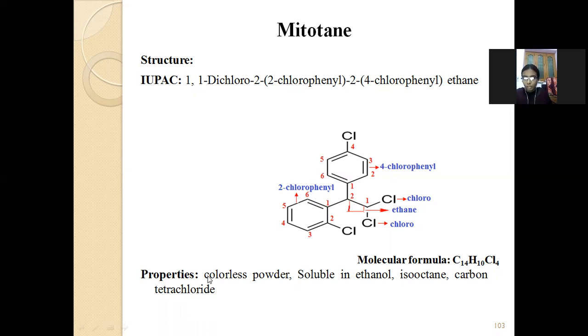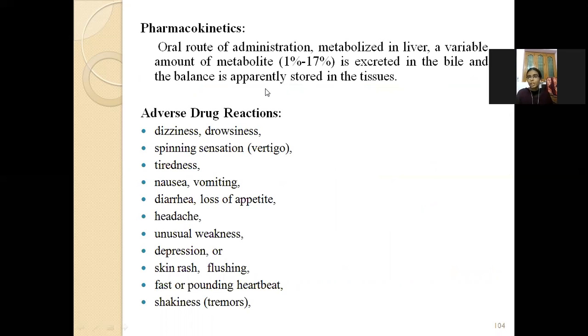Next, properties. It is a colorless powder soluble in ethanol, isooctane, and carbon tetrachloride. And next, pharmacokinetics. It is given by the oral route of administration, it is metabolized in the liver, and it is excreted through the bile.